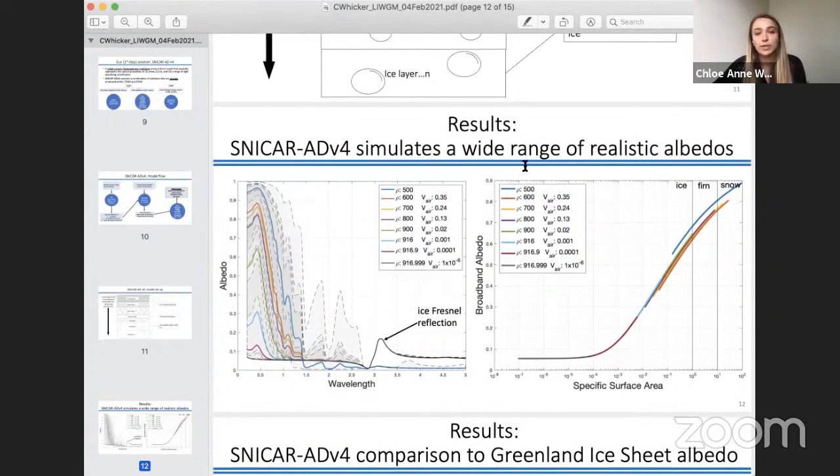SNICAR-ADv4 is able to simulate a wide range of realistic albedos. As we see here, we can get very high albedos by snow, which is what we currently have in SNICAR and CLM. And then we can also represent very dark, low albedos and pure ice Fresnel reflection using the ice capabilities. This model can also very smoothly represent the transition between snow, firn, and ice albedo. As we see here, we can also represent very low specific surface areas and very low broadband albedos of pure dense ice.